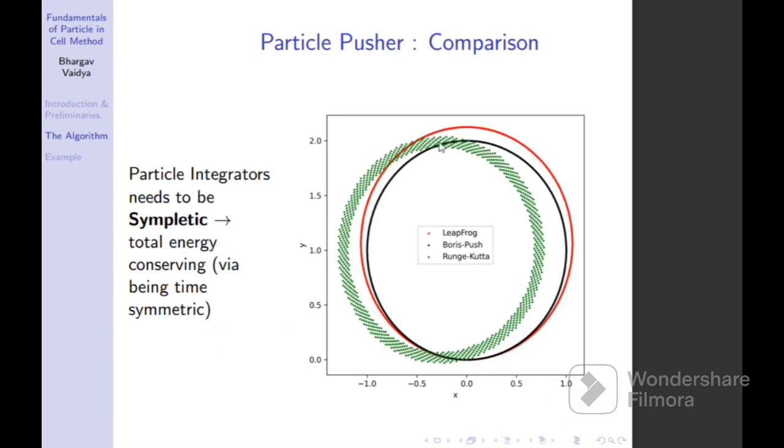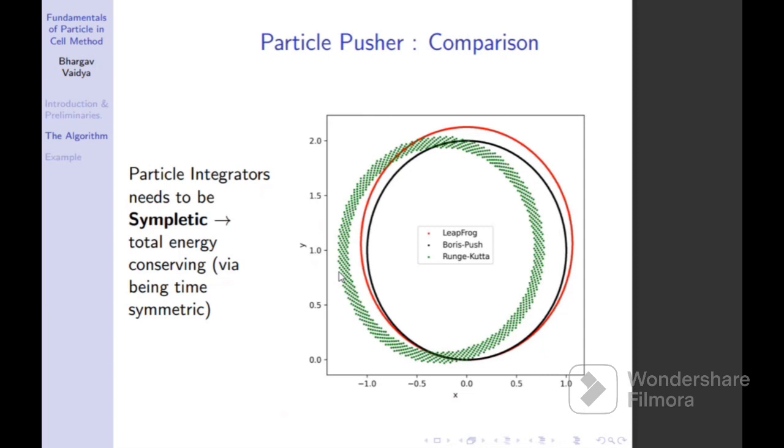The leapfrog behaves nicely, but it cannot do well for the magnetic field, because it's not conserving the kinetic energy. So essentially, either it will spiral in or spiral out.